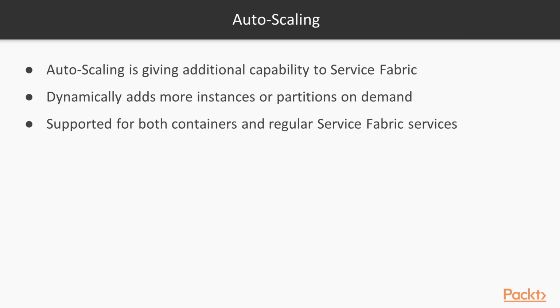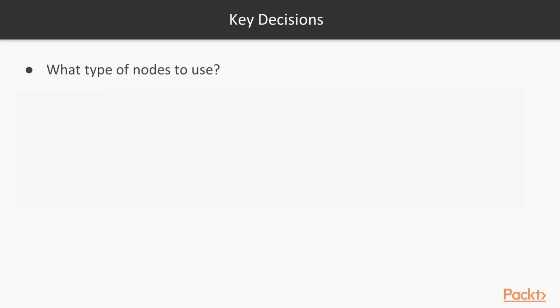Auto-scaling. Auto-scaling is adding additional capacity to a Service Fabric cluster, adding more instances or more partitions on demand. And it supports both containers and regular Service Fabric services. Before we start into auto-scaling, you need to make sure you know your application requirements.